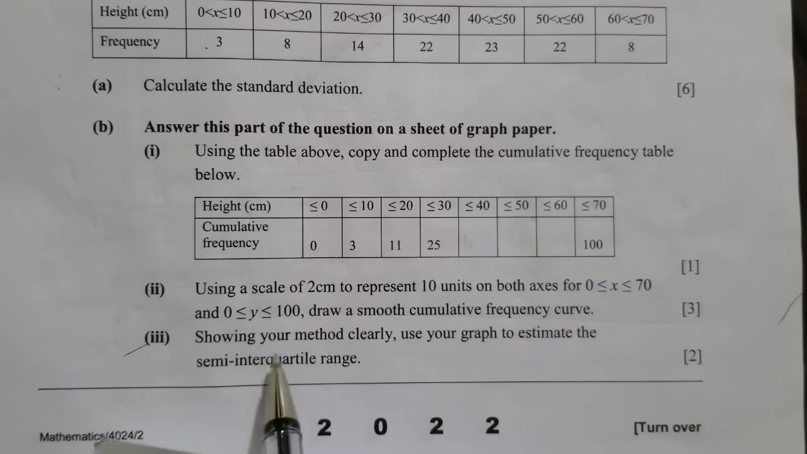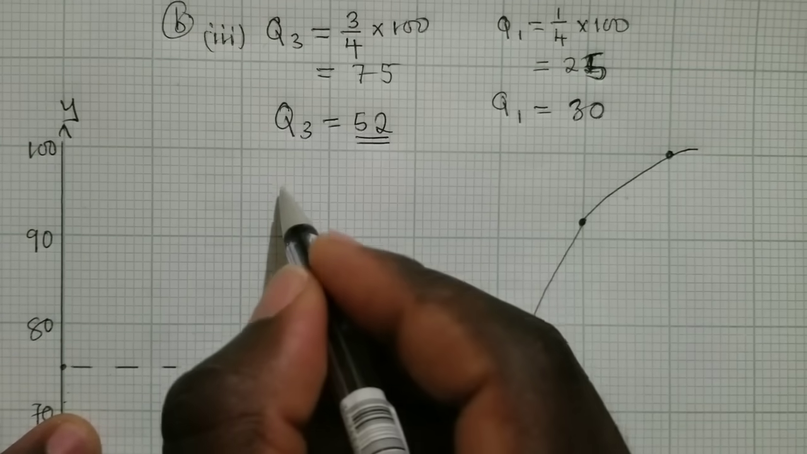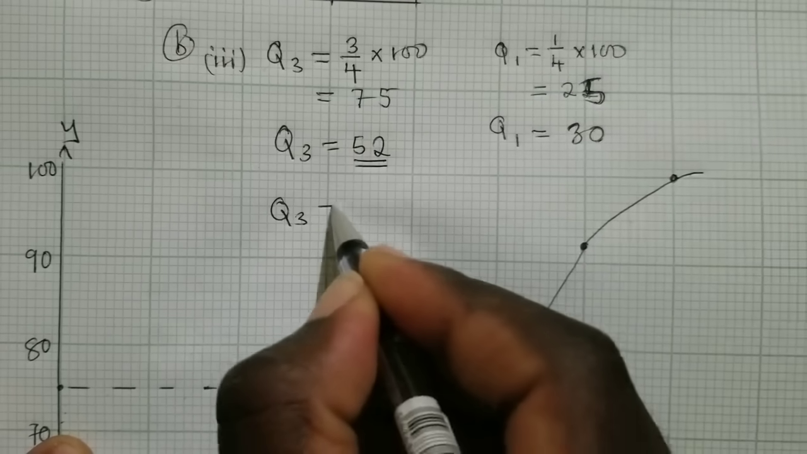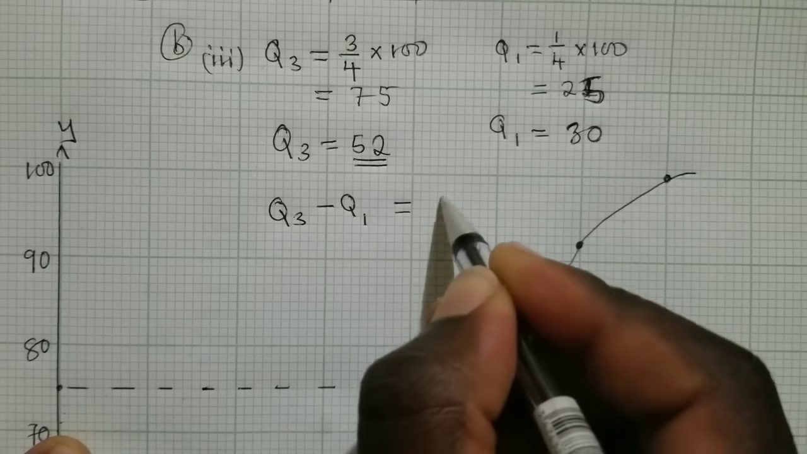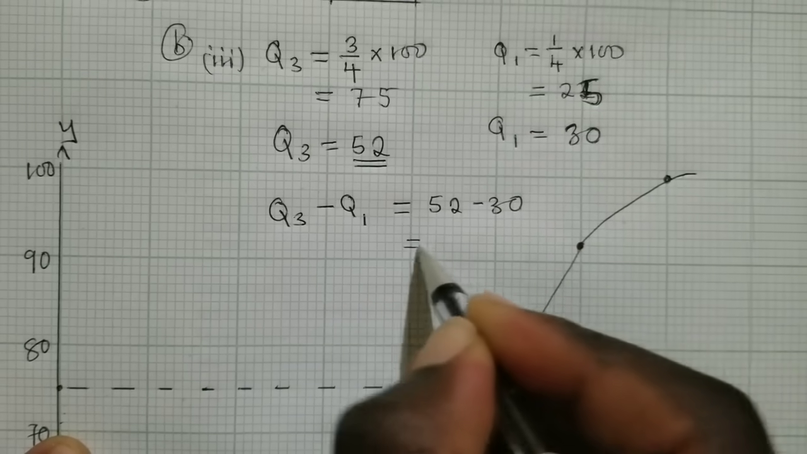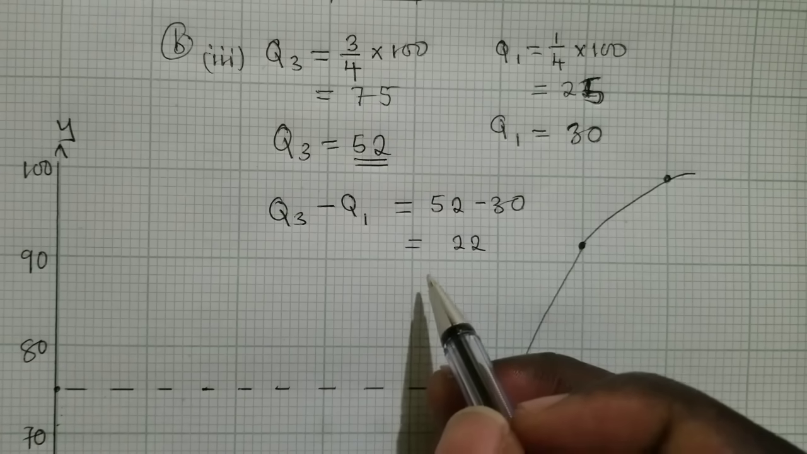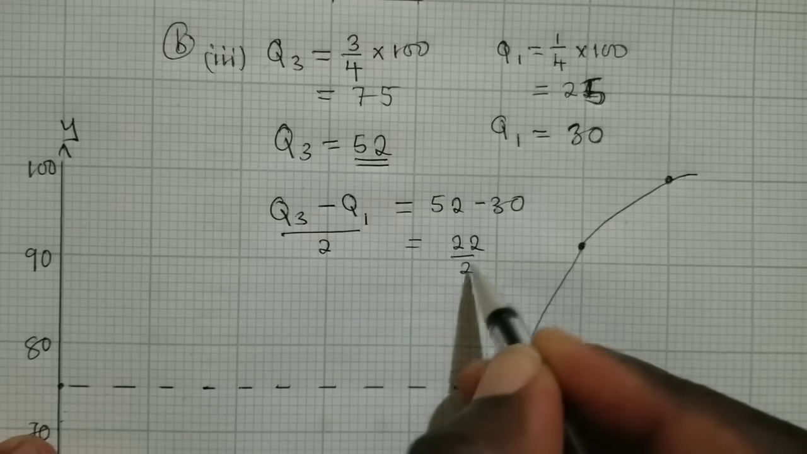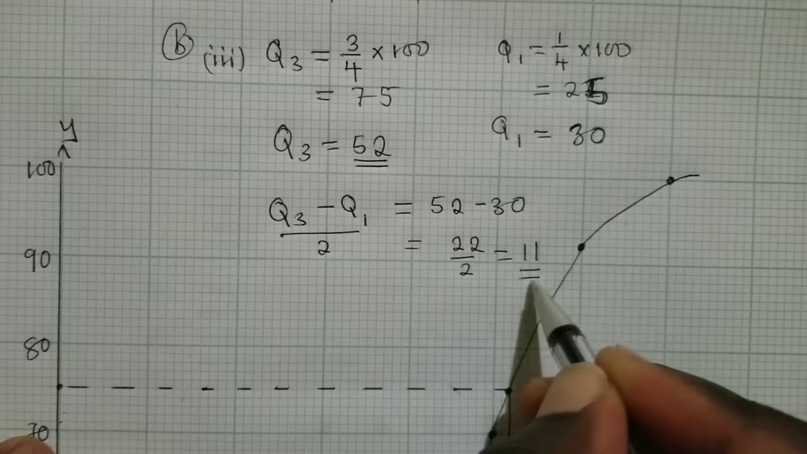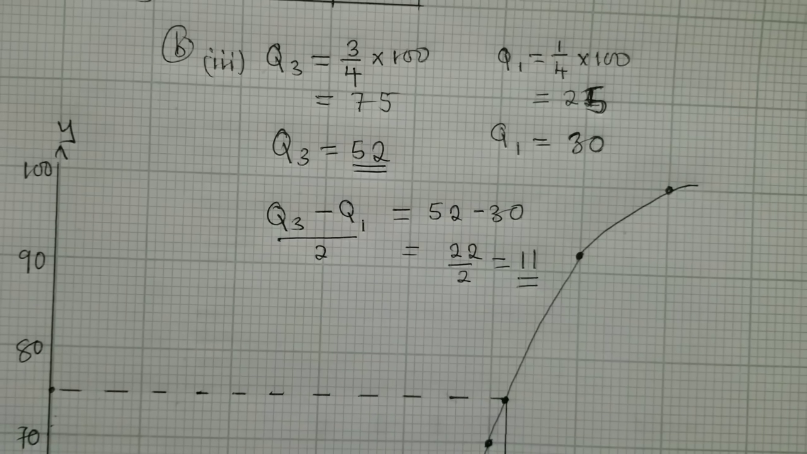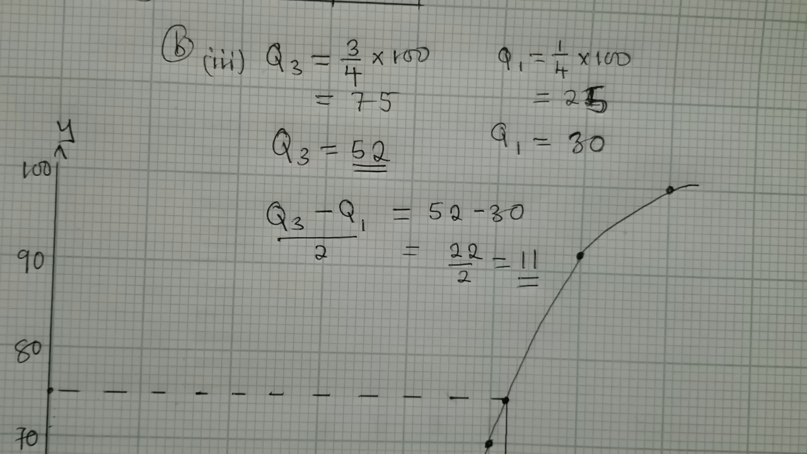Now to find the interquartile range, remember the question says we find the semi-interquartile range. So to find the interquartile range, we say Q3 minus Q1. This will simply be 52 minus 30, which gives us 22. Now what do we do to find the semi-interquartile range? Semi means half. So we divide this by 2, and it will give us 11. So our answer, the semi-interquartile range, is 11. This is how you go about this. I guess it's straightforward and understood. So that's how you do all these things.